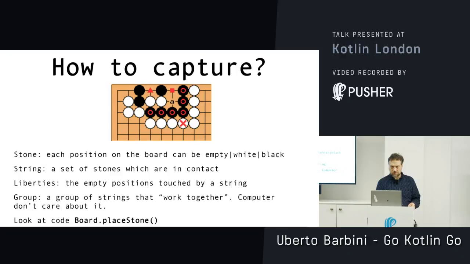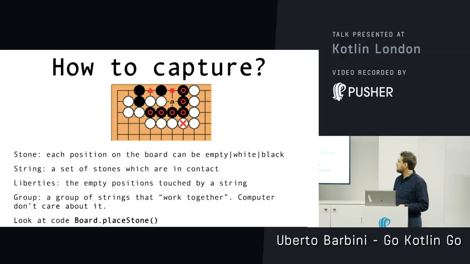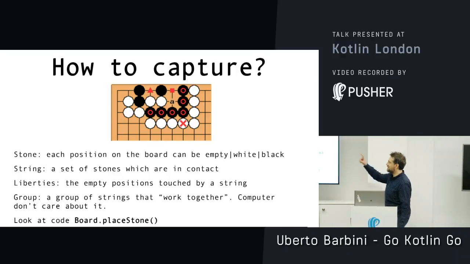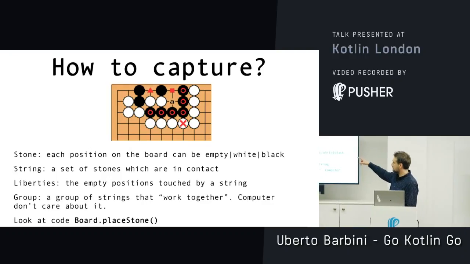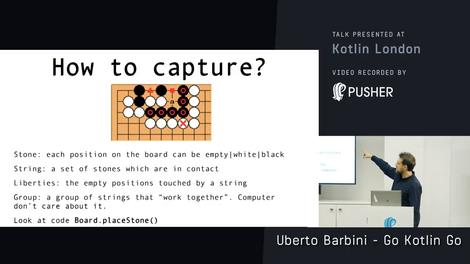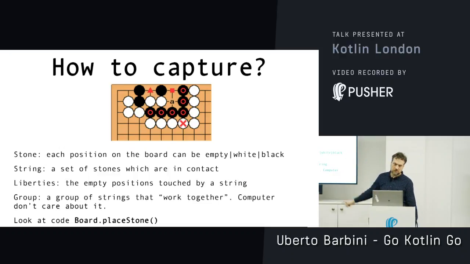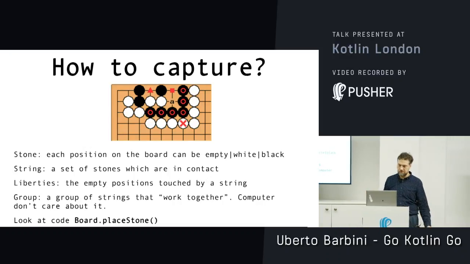OK, back. OK, maybe these slides were actually before. Anyway, this is the explanation of how to capture. So if you are in Go, let's say, if you are the black one, and you put a stone where it's called A, you can hit the white. If you are white, and I put the stone here, you can hit the black. So there is a lot of problems. And yeah, these are a bit of definitions.